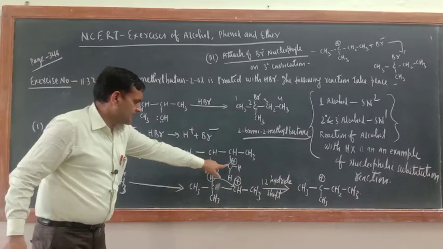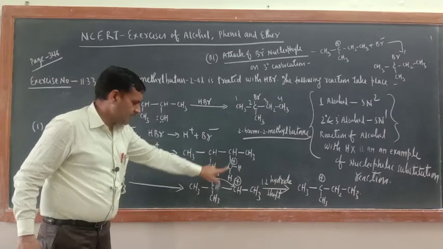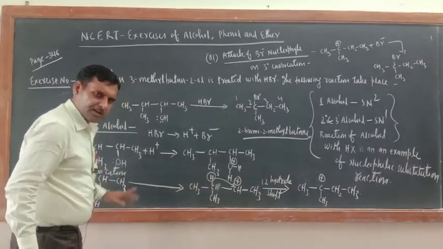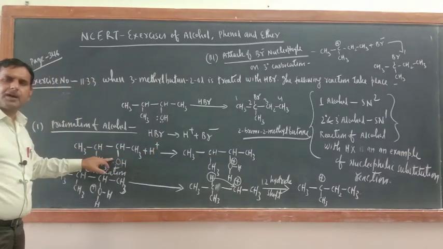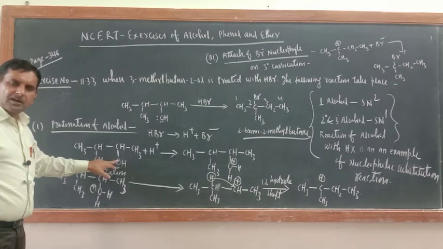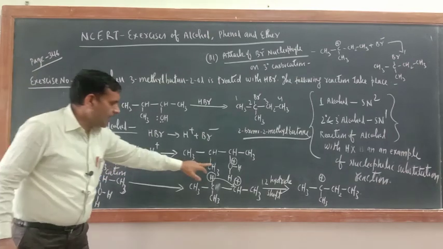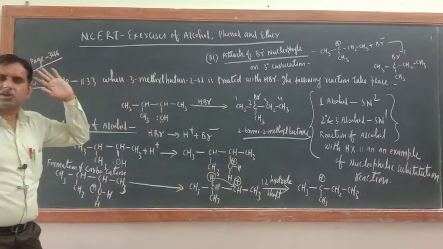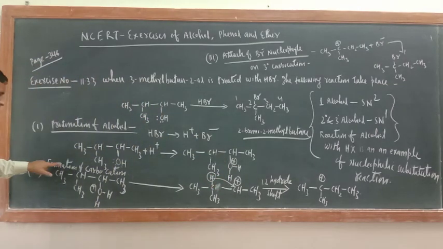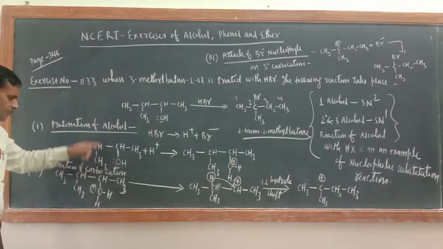Now just see, this alcohol is protonated. So the first step is over. Here one proton is added. Earlier it was OH, now it will be OH2, so I wrote OH2 and the oxygen will receive the positive charge. Next, the second step is formation of carbocation.